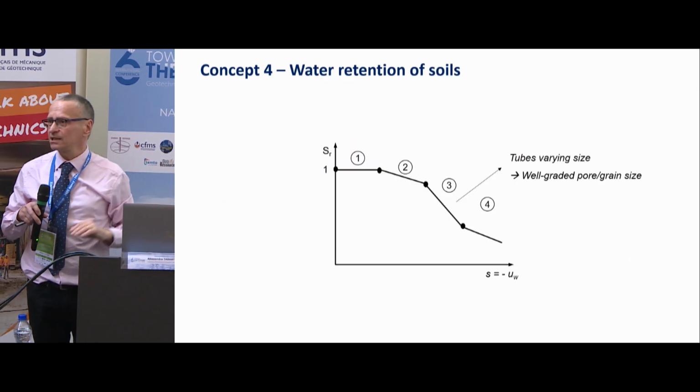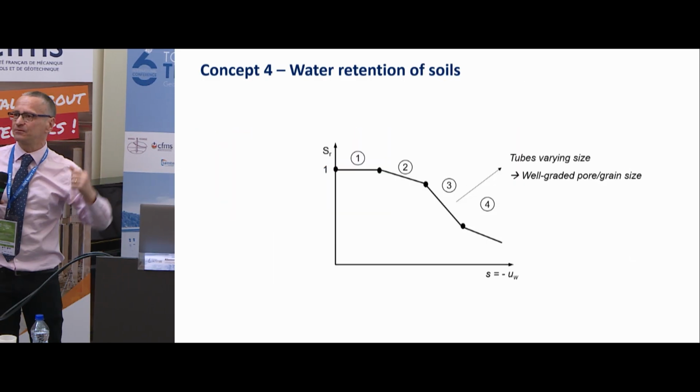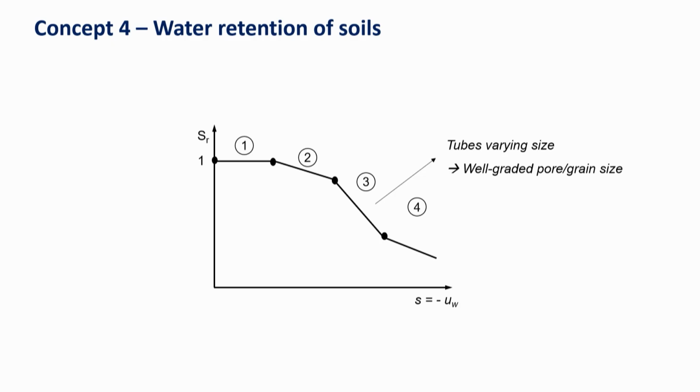Let's put this together. On the horizontal axis, the negative pressure that we are imposing at the base of the capillary system. And on the vertical axis, the degree of saturation of the system of capillary tubes. Initially, everything is saturated. Then the first is emptying, the second is emptying, the third is emptying. That's the air entry. So what happens if you have a clay, a silt, and a sand? Of course, you don't know, you need to measure it.